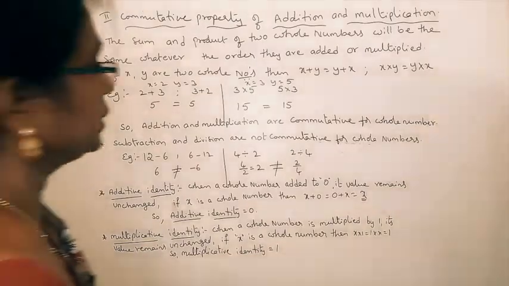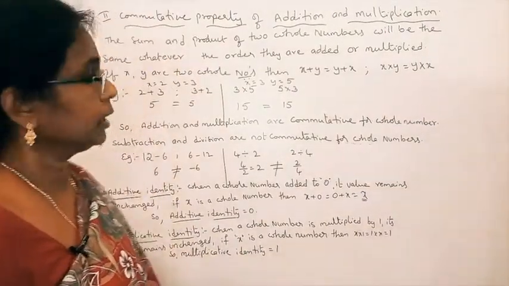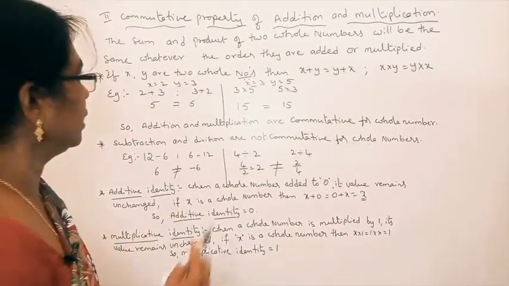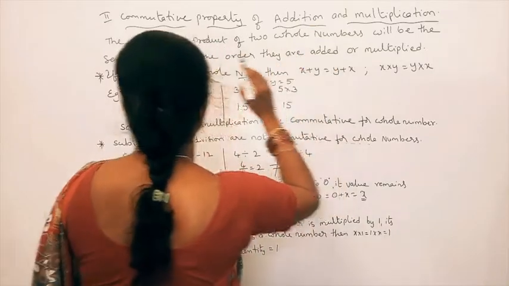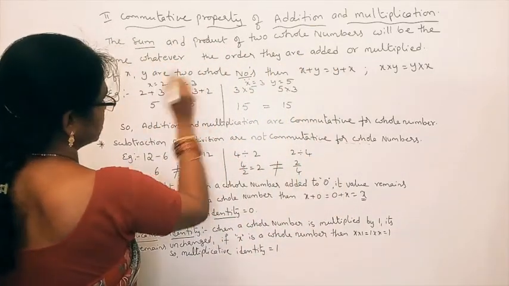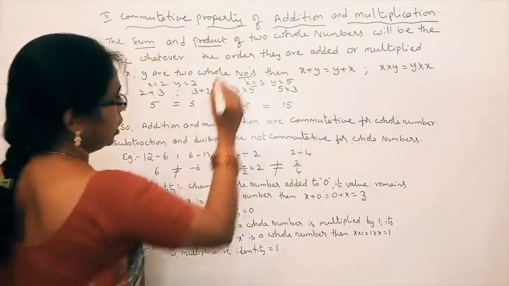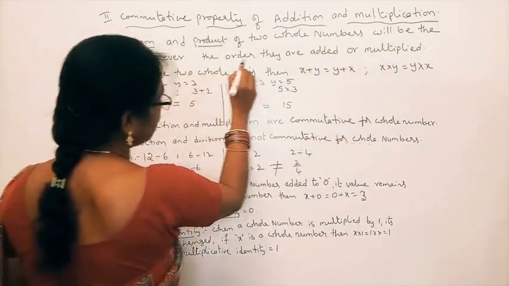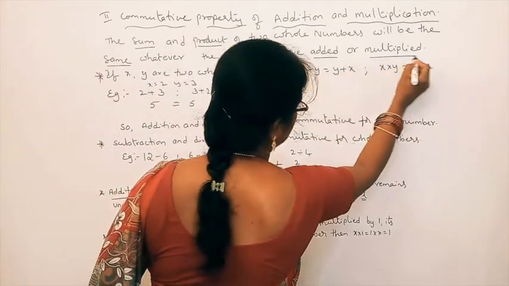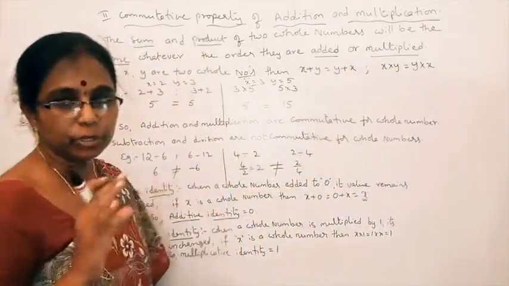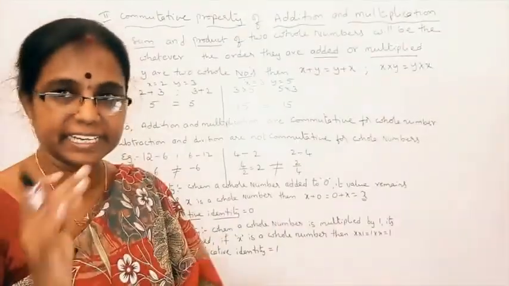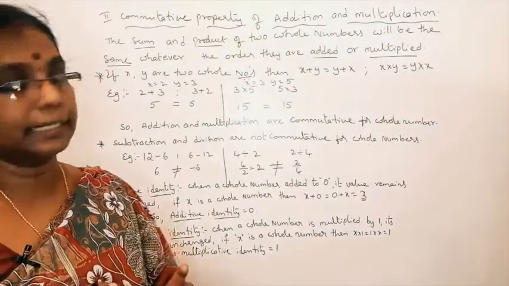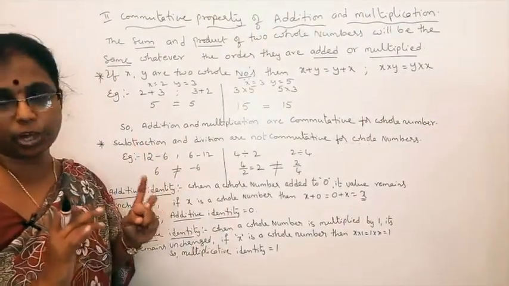Now, the second property: the commutative property of addition and multiplication, subtraction and division. First, addition and multiplication. The sum, meaning addition, and the product, meaning multiplication, of two whole numbers will be the same whatever the order in which they are added or multiplied. That means when you add two whole numbers in any order, the sum must be equal. That is called the commutative property of addition.